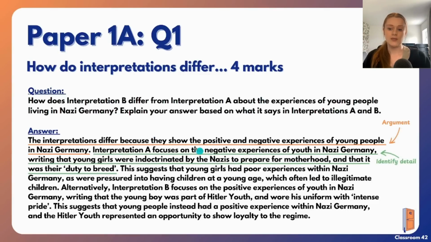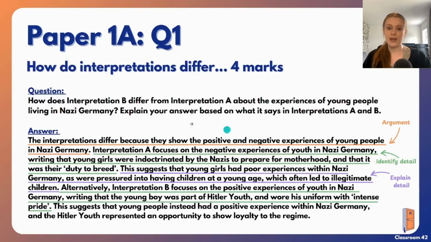Then we need to identify a detail in interpretation A that shows this difference. Again, you can either use paraphrasing or you can use quotes, like we've got a quote in here. So we're talking about how interpretation A focuses on the negative experiences of youth in Nazi Germany, writing that young girls were indoctrinated by the Nazis to prepare for motherhood and that it was their duty to breed. Then we just need to explain this detail. So this suggests that young girls had poor experiences with Nazi Germany as they were pressured into having children at a young age, which often led to illegitimate children.